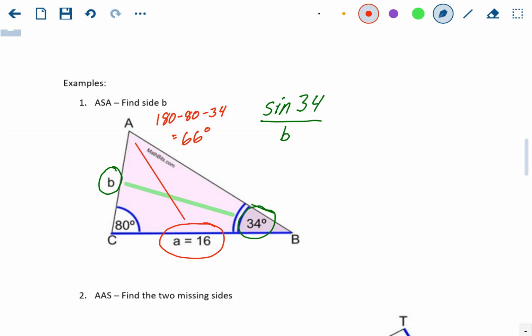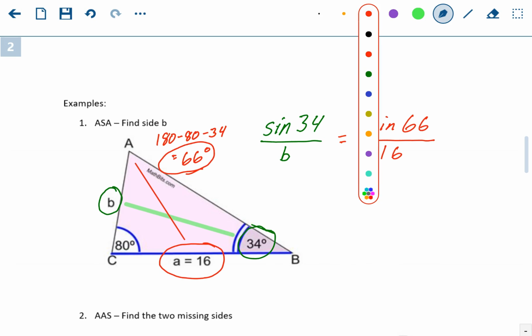Okay. So we actually do know angle A. And we know side A, so we're going to use that as our known ratio. All right, so we'll set it up. Sine of angle A, 66 degrees, divided by the length of side A, which is 16. Now we have a ratio where we have an unknown in the bottom in this case. So if we want to solve a ratio, all you have to do is cross multiply.